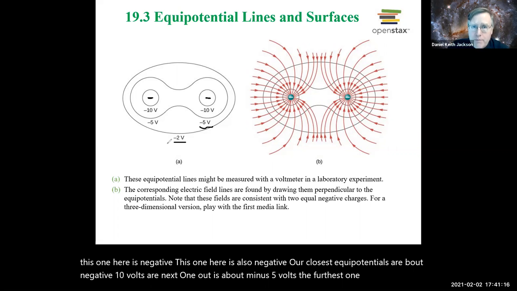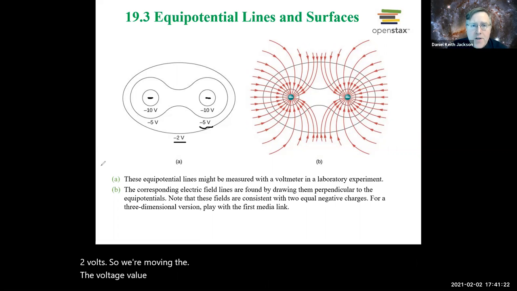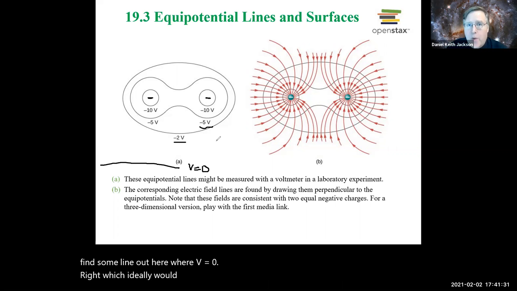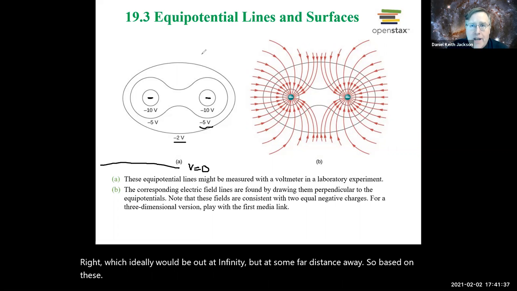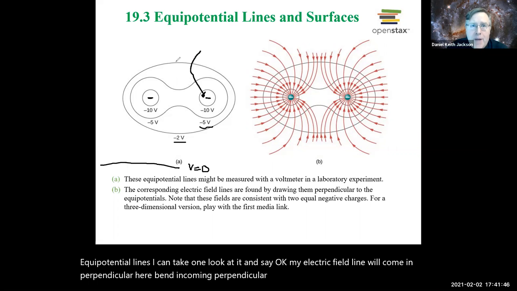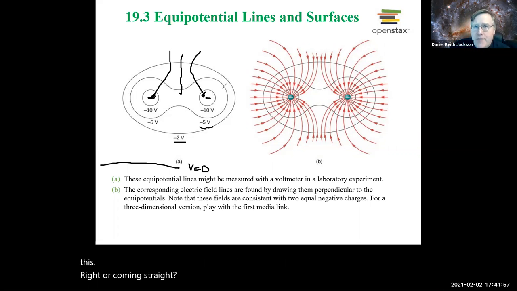So as we move further and further away, the voltage value is increasing toward zero. Eventually, you'll find some line out here where V equals 0, which ideally would be out at infinity, but it's some far distance away. Based on these equipotential lines, I can take one look at it and say, okay, my electric field line will come in perpendicular here, bend, and come in perpendicular here, and that will be my electric field line. My electric field line over here will come in perpendicular, bend, come in perpendicular, and do this. Or come in straight, like that.